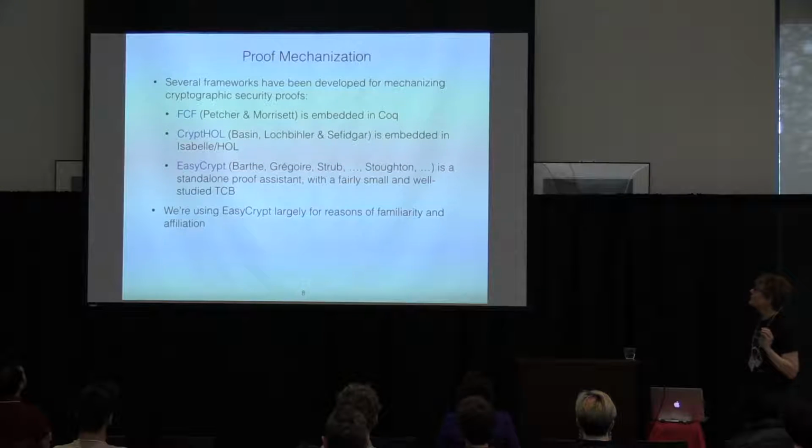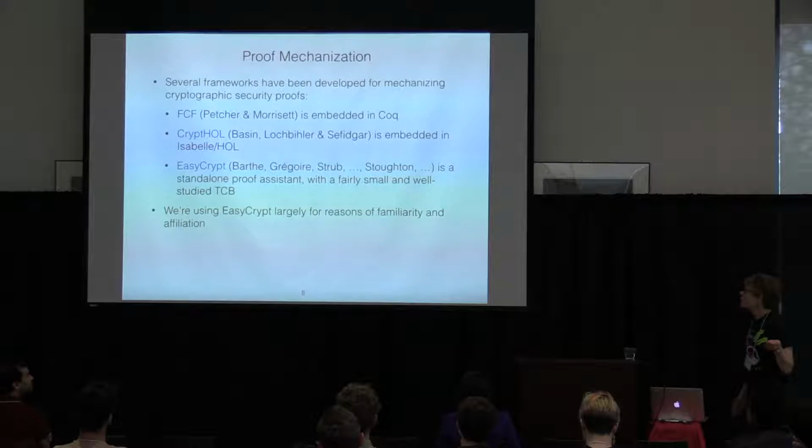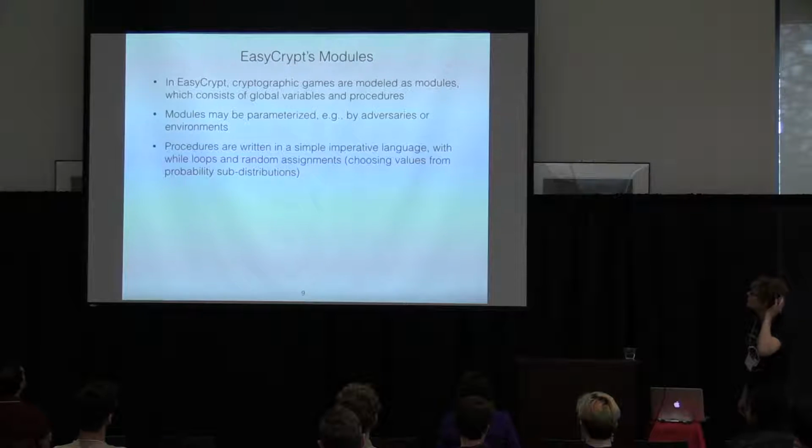So, what about proof mechanization? I'm going to be really brief here. There are several very good frameworks, I think, for doing computational model proofs of complicated protocols. The one that we're going to be using is EasyCrypt, which is a standalone proof assistant with a fairly small and well-studied TCB. Manuel mentioned it. We're using EasyCrypt largely for reasons of familiarity and affiliation. I'm not going to make any strong claims that the others wouldn't be good vehicles as well.